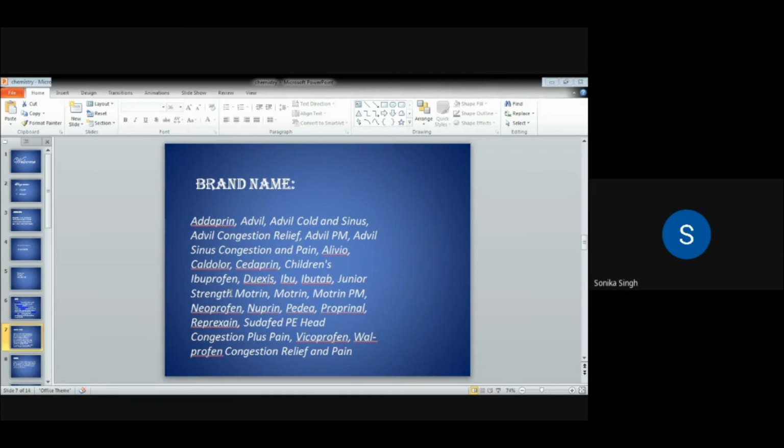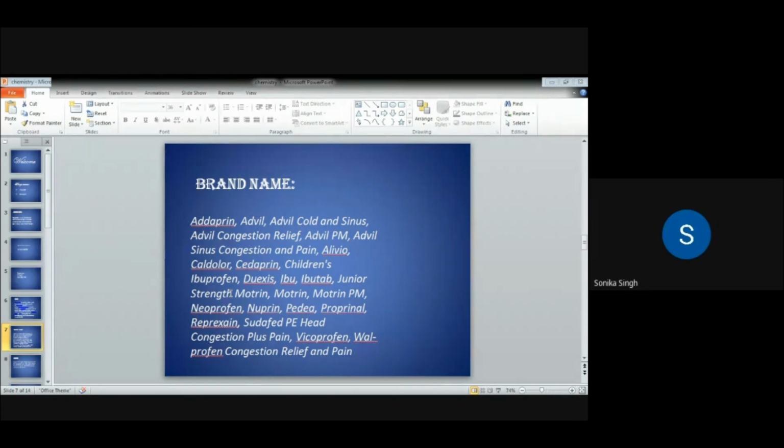Sir, is it necessary to read all of these, or should I just read one? No, you have to talk only the special points, to the point. Okay, these are the brand names under which it is available in the market. You can take two to three names.